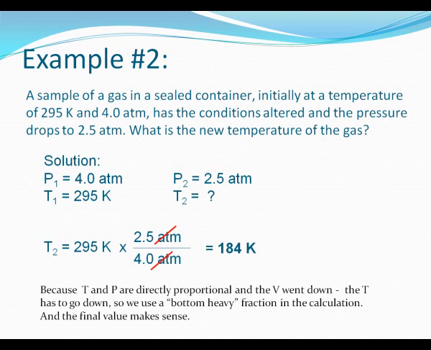This is consistent with the direct proportionality. The P went down, the T has to go down. This fraction we call bottom heavy.